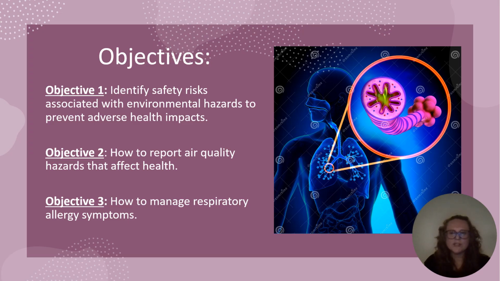This lesson will educate the school community on preventing environmental health hazards by teaching them to identify these hazards, monitor and report indoor air quality, and manage symptoms related to these risks. So we're going to dive into three objectives. The first objective is identifying safety risks associated with environmental hazards to prevent adverse health impacts. Objective 2 is how to report air quality hazards that affect health. And objective 3 is how to manage respiratory allergy symptoms.